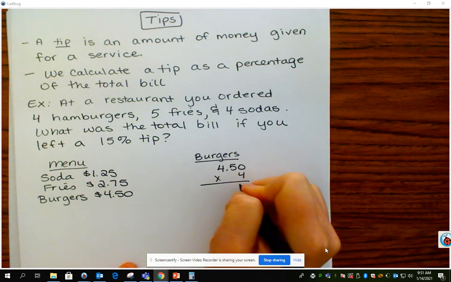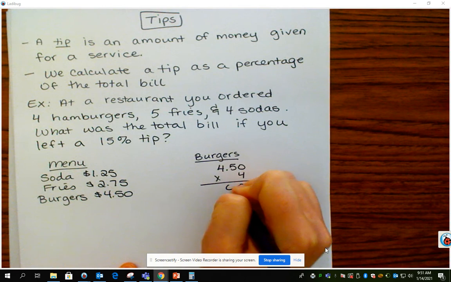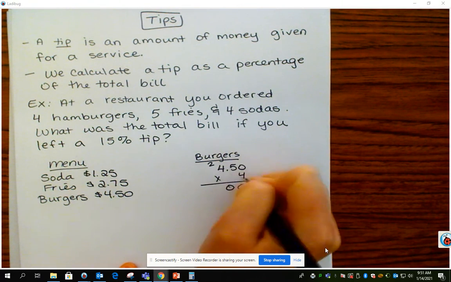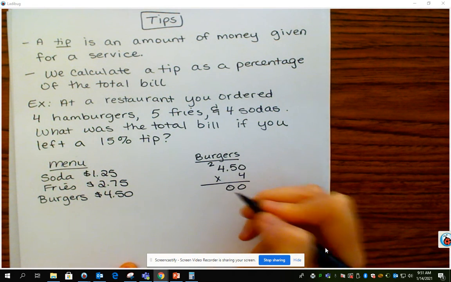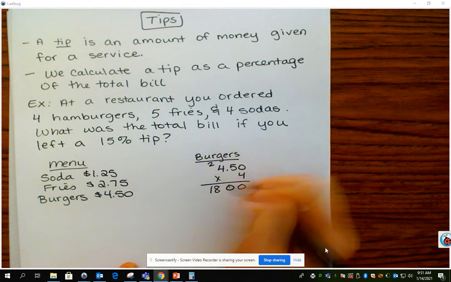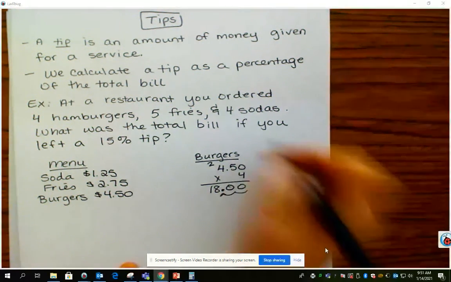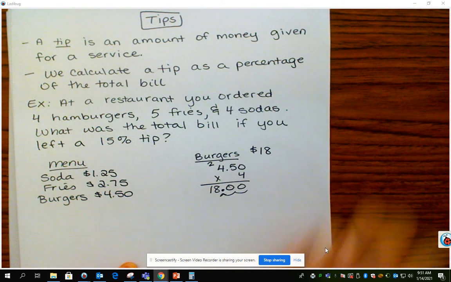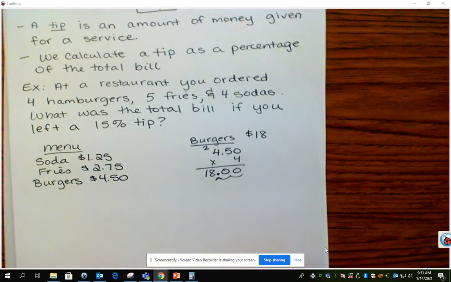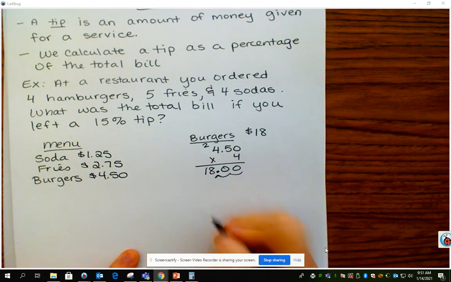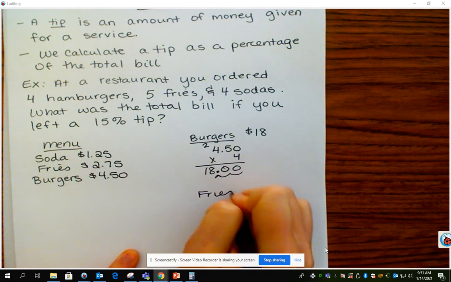So 4 times 0 is 0, 5 times 4 is 20, 4 times 4 is 16, plus 2 more will be 18. And we have 2 decimal places, so we move it to there. So we spent $18 on burgers. Okay, let's do fries next, because that was what they told us.